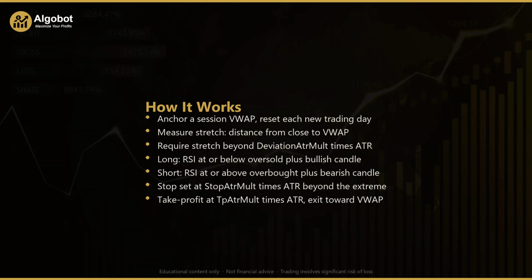Risk is defined immediately. On a long, the stop is placed at the stop multiplier, 1.4 ATR, below entry, and a take profit sits at the take profit multiplier, 2.2 ATR, above. That is a reward to risk on the bracket of roughly 1.5 to 1. Beyond that fixed bracket, the strategy actively manages the position back toward fair value, closing the trade once price reverts to the VWAP line. Only one position per magic number is held at a time.